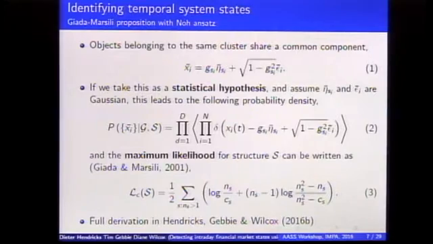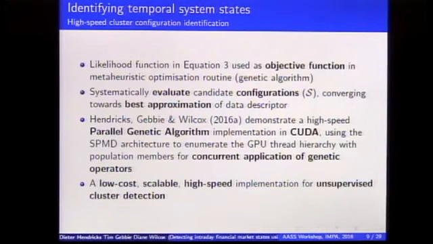And what we can then do is take that likelihood function as an objective function in an optimization routine. So we chose to use a meta-heuristic optimization routine like a GA. We can evaluate a whole bunch of candidate configurations, and then hopefully converge on the best approximation to the configuration which best explains the structure in the system.